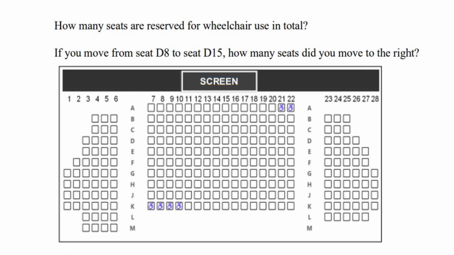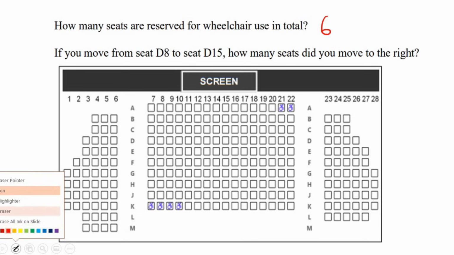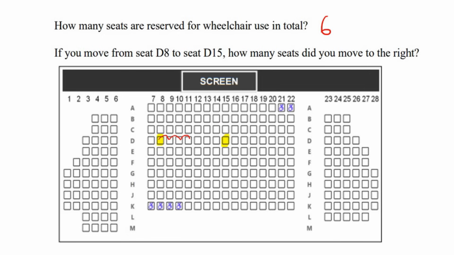How many seats are reserved for wheelchair use in total? Here you can see it's a wheelchair. It might be a little bit weird for you to see, but usually in an exam they'll give you a key to show you what each thing means. Maybe I forgot to copy that. So this is your wheelchair. So there's 2 over there, 3, 4, 5, 6. If you move from seat D8, so D8 is over there, to seat D15, how many seats did you move to the right? Well, you moved 1, 2, 3, 4, 5, 6, 7. So you moved 7 seats to the right.